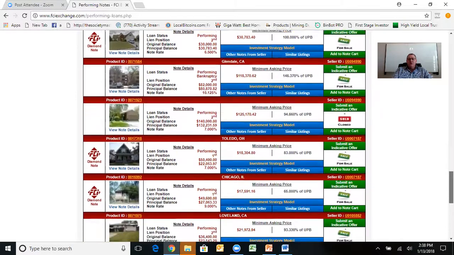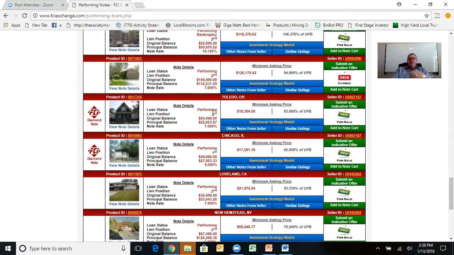Let me see, here's one, performing, Toledo, Ohio, $18,000 on a $22,000 note. They want 83%. Would I go after this? No, I wouldn't go after it. And you may be asking, well, why not? Because there's not enough of a margin in there. You're talking $4,000 between 18 and 22. So there's not a lot of money in that particular deal.